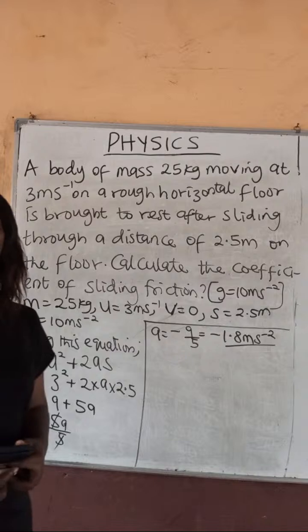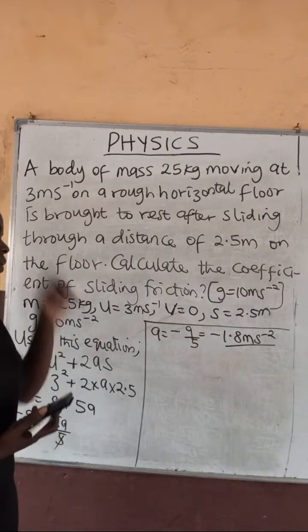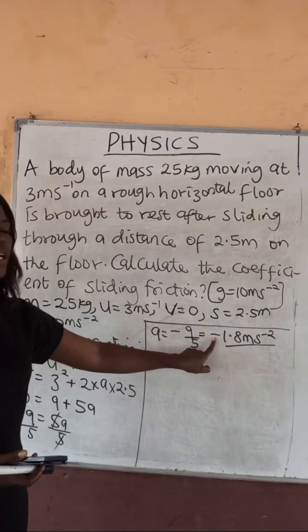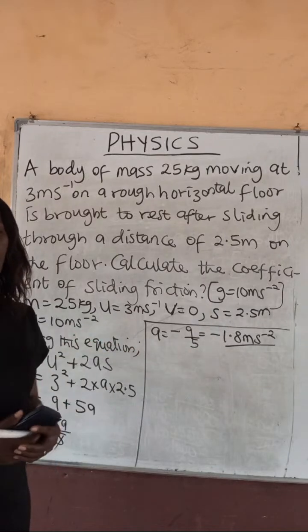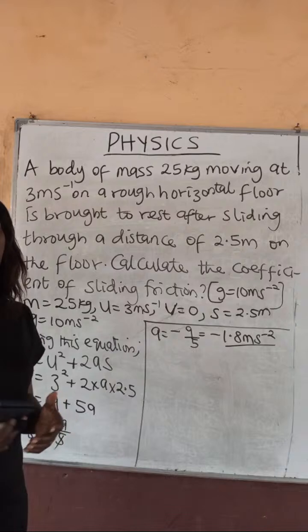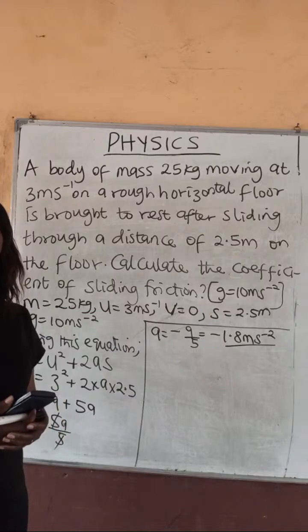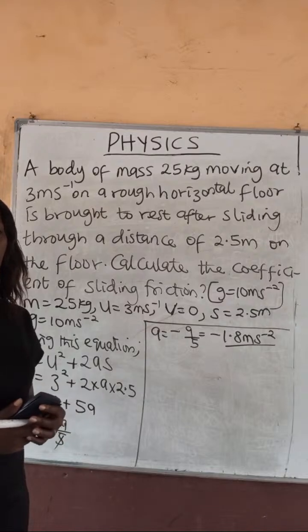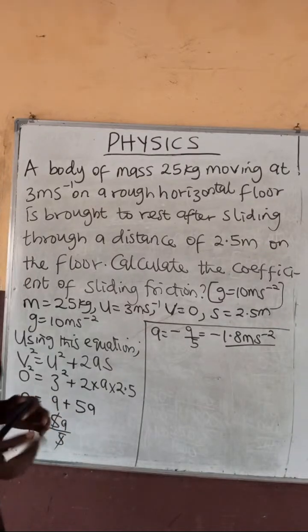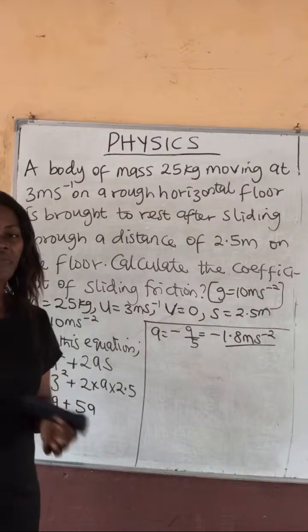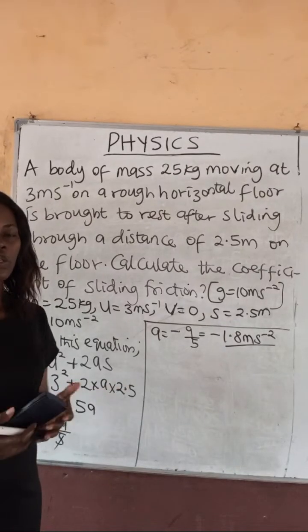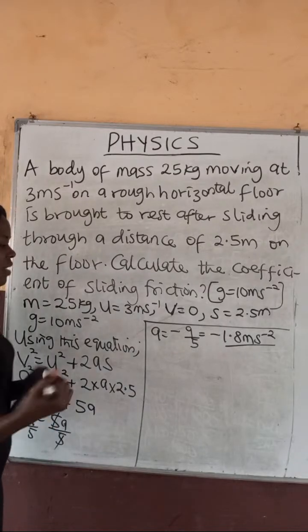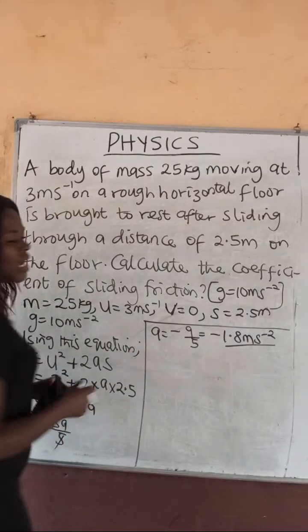Now I've gotten my acceleration. Because of this negative sign, it means that this is deceleration. I know that deceleration is when the velocity of the body decreases with time. Even though we are not using the negative sign to solve our problem, you just have to know what it stands for or what it means.